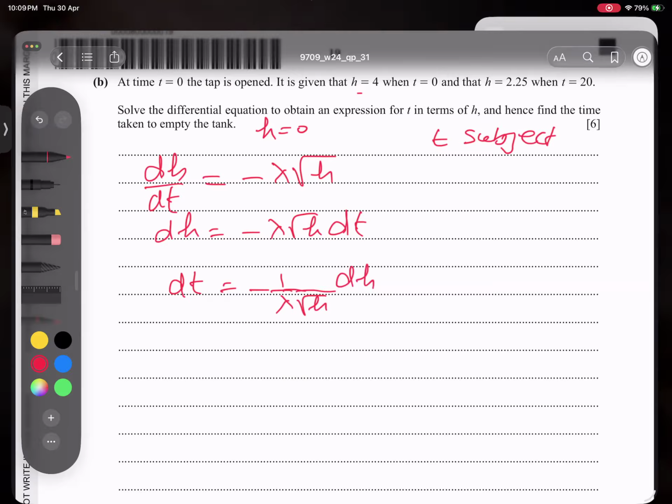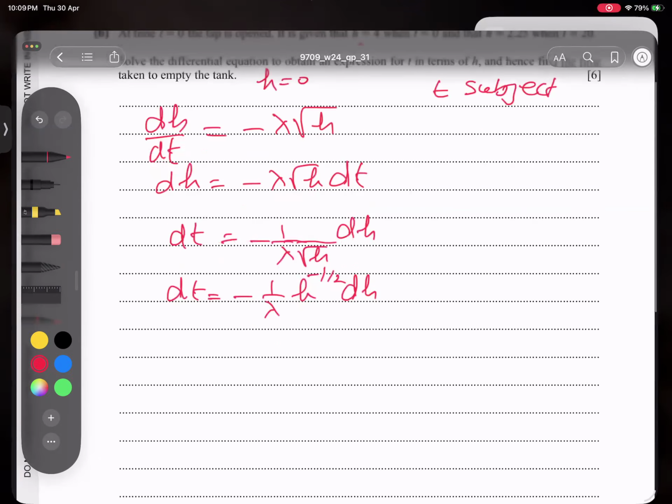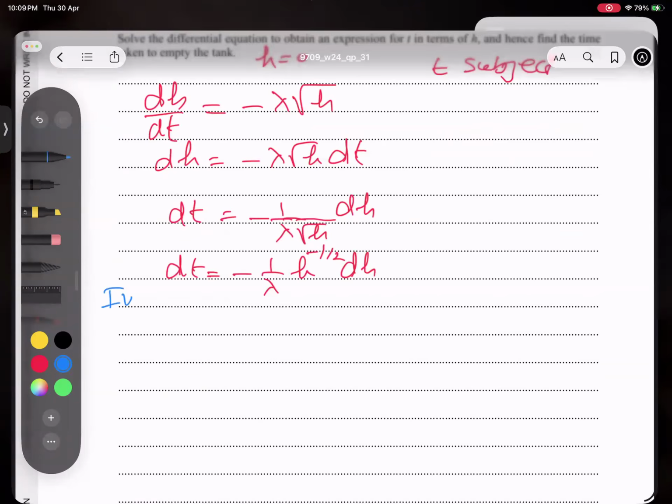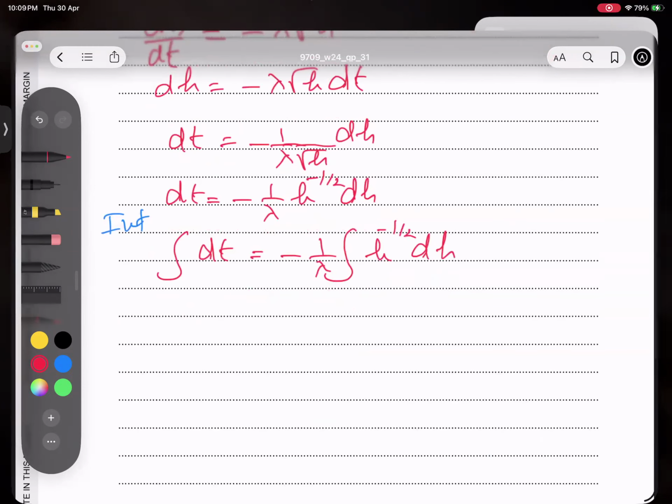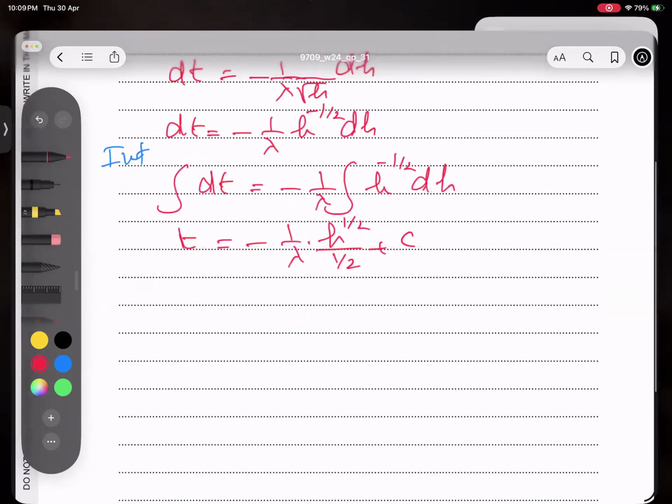But can I integrate directly? No way. h to the power negative half and dh. Now the question is ready for integration, so I'm integrating both sides. I'm getting dt here. Negative 1 over lambda is constant, so I can bring it outside: h to the power negative half dh. I'm writing here a 1, so t from here and negative 1 over lambda. And here I increase the power by 1 and divide by the same, plus c. So I'm getting, students, t equals negative, this flips up, negative 2 by lambda root of h plus c.